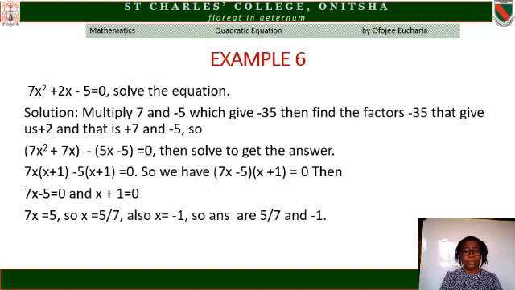Then we solve the individual brackets as simple equations. So 7x minus 5 equals 0 and x plus 1 equals 0. To solve it, 7x equals 5. Therefore, x equals 5 over 7. Also, x equals minus 1. So, these are the answers, 5 over 7 and minus 1. All the values that we got from example 1 to example 6 are called the roots of the quadratic equation.